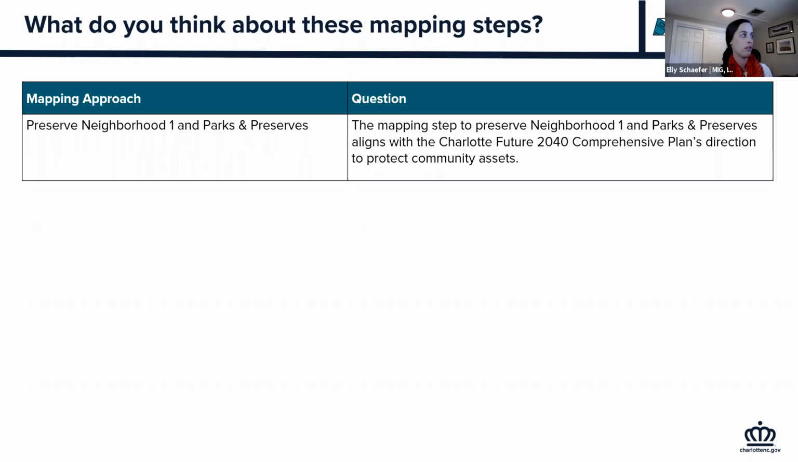So our first question for you is: the mapping step to preserve Neighborhood 1 and Parks and Preserves aligns with the Charlotte Future 2040 Comprehensive Plan's direction to protect community assets. And we're asking whether or not you strongly agree or strongly disagree or somewhere in between. And we've just launched a Zoom poll that you should be able to respond to. So we'll give that about 30 seconds or a minute for people to respond.